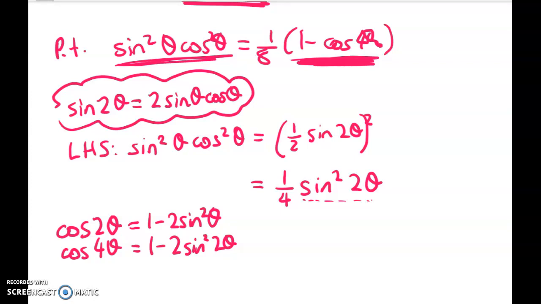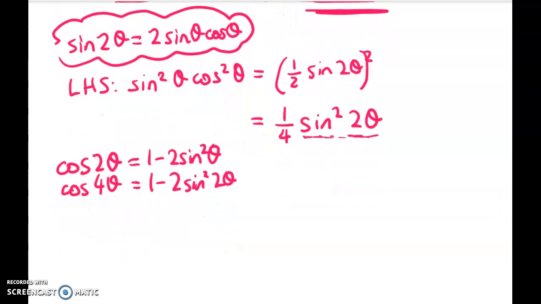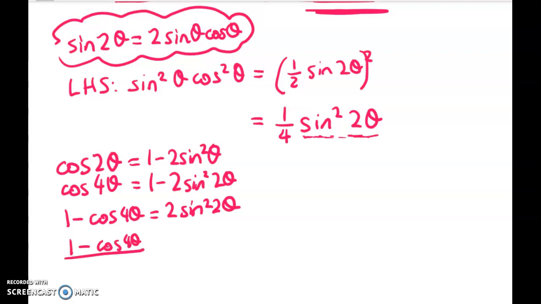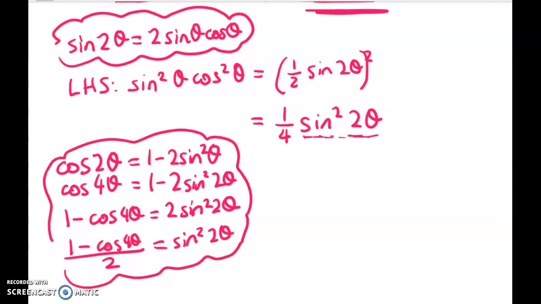And what I'm seeing in here is that I've got sine squared of 2 theta here, and I want to end up here with a cos of 4 theta. So this is going to be my link up. Again, working off to the side, I get 1 minus cos of 4 theta is equal to 2 sine squared of 2 theta. And 1 minus cos of 4 theta divided by 2 gives me sine squared of 2 theta.